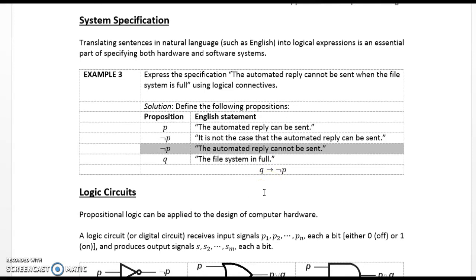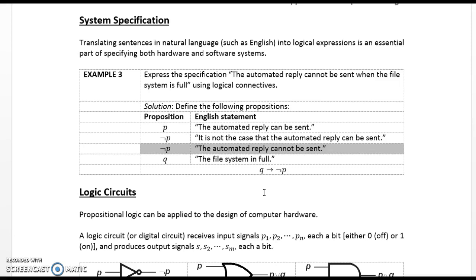System specification. Translating sentences in a natural language such as English into logical expressions is an essential part of specifying both hardware and software systems. Express the specification. The automated reply cannot be sent when the file system is full using logical connectives.